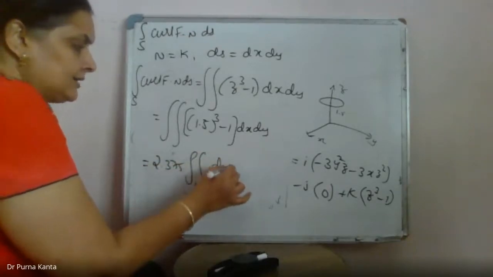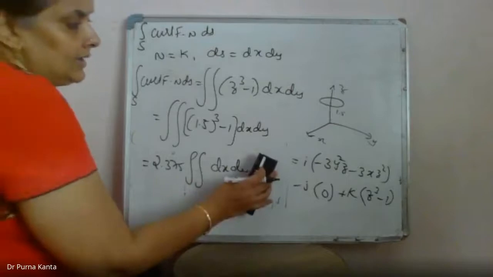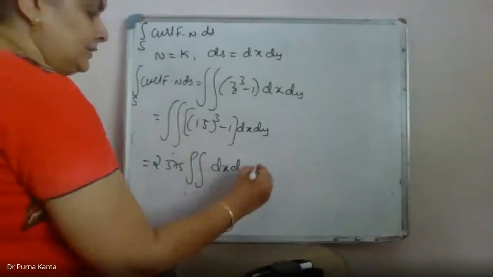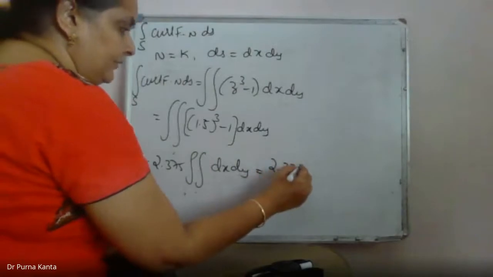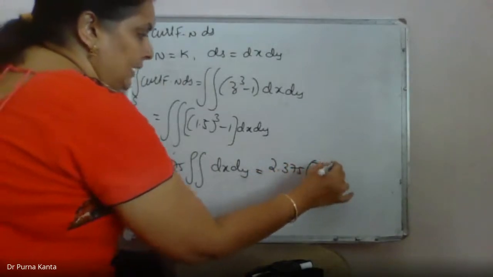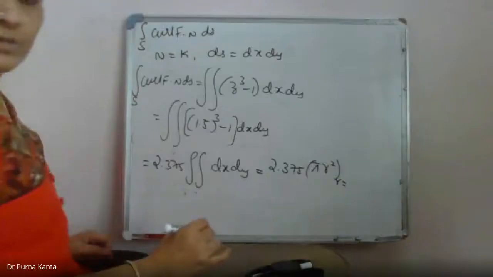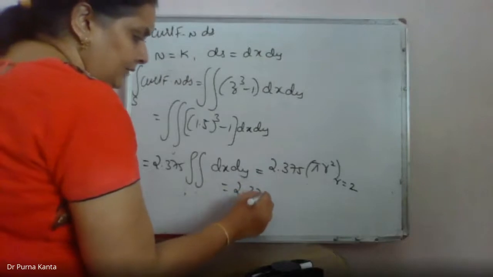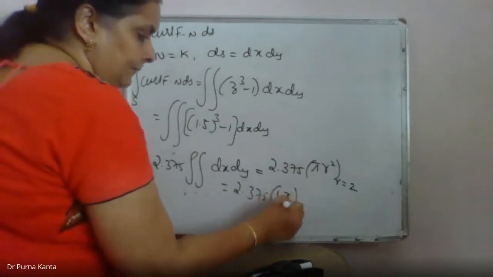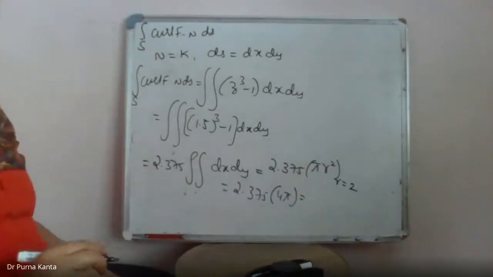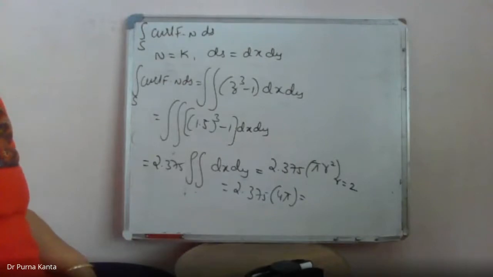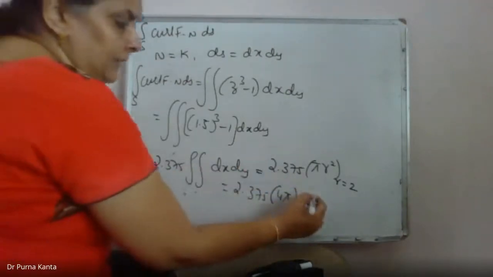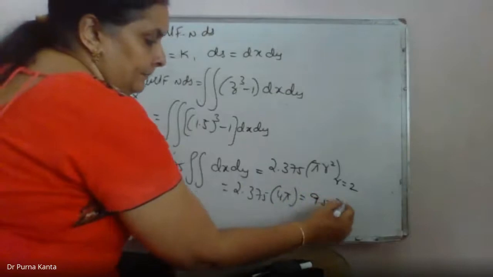The double integral of dx dy, what does this represent? Area, the area of a circle. So directly we can write 2.375 times the area. Area is pi r squared, where the radius is given. The circle has x squared plus y squared equal to 4, so r squared is 4. So 2.375 into 4 pi. Simplify the value: 9.5 pi. Check your answer.